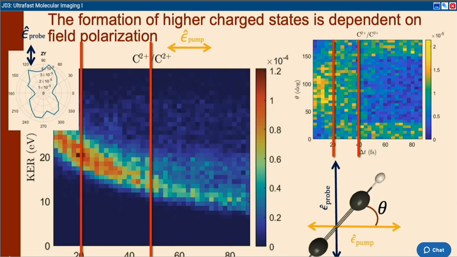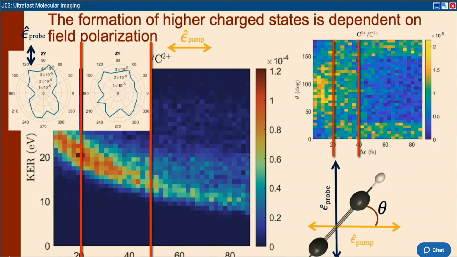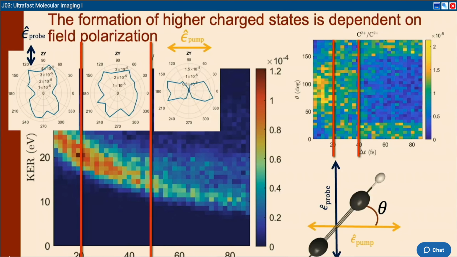So if we look at the polarization that occurs at the beginning of the enhancement, we see that it's mainly aligned along the probe. However, there's some alignment along the pump pulse. And if we look at the polarization during the enhancement, we see that it's isotropic, meaning it has some alignment along the pump and the probe pulse. And at the end of the enhancement, at very late time delays, we see that the molecule seems to be very much aligned along the pump.